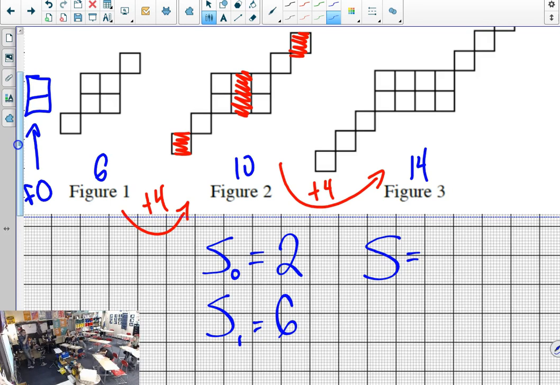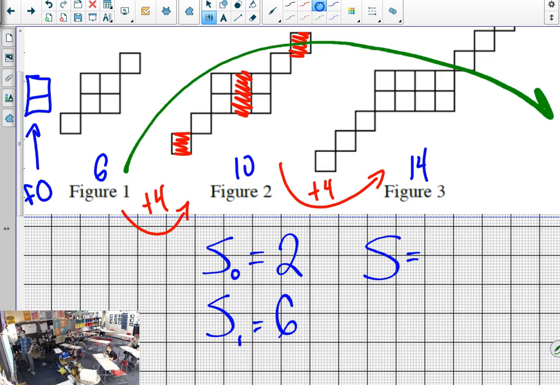Alex? Well, I just said 4n plus 2. Because if you were to think about it, let's say figure 0. If it's 4 times 0 plus 2, then it would be 2. And if on the next one, it was 4 times 1 plus 2, then it would equal 6.